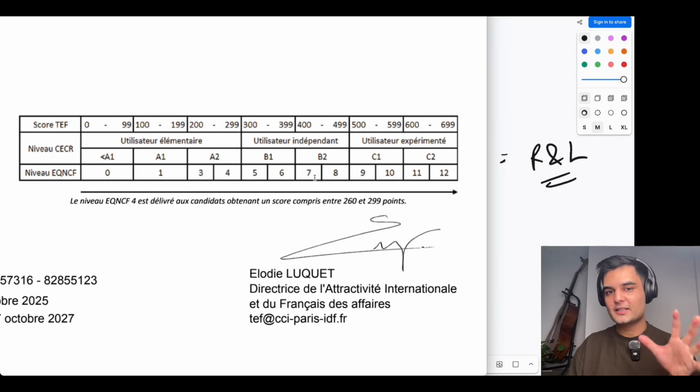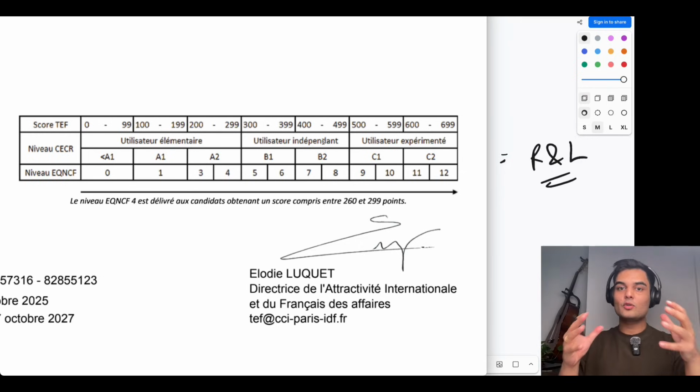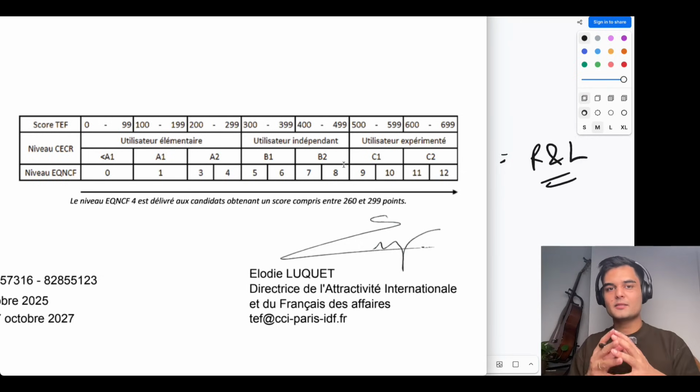Generally, B2 falls at CLB 7. So, you know, when at Frenchify we are teaching from A1, A2, B1, B2, this is what we are doing. We are training you for CLB 7 and more so that you can score better. B2 is equal to CLB 7 or CLB 8. This is what you should do.